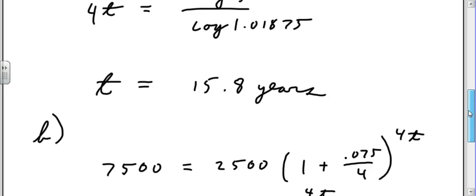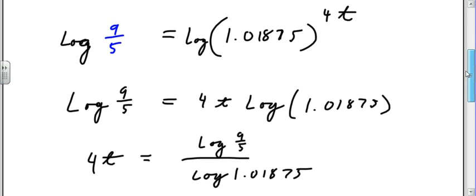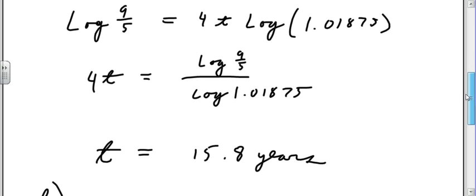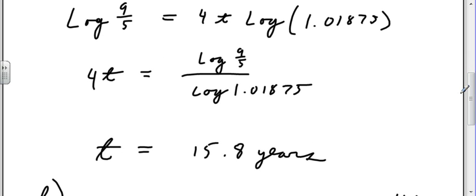Okay, well, if this is 14.7 years, which I think is probably correct, how did we come up with 15 years when we're going to a smaller amount? That doesn't make any sense. So I'm going to do that again. Log 9 divided by 5 divided by log 1.01875 divided by 4. That's much better. Where's my red marker? 7.9 years.